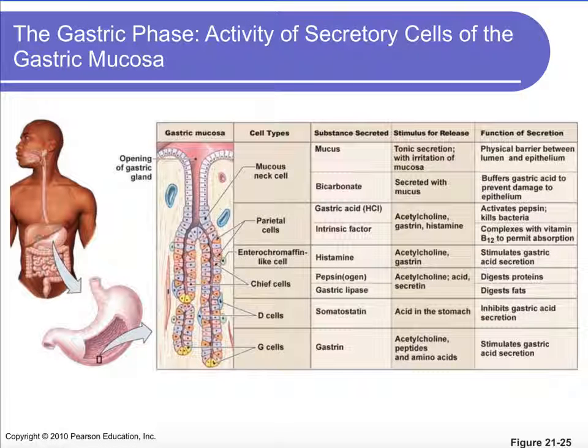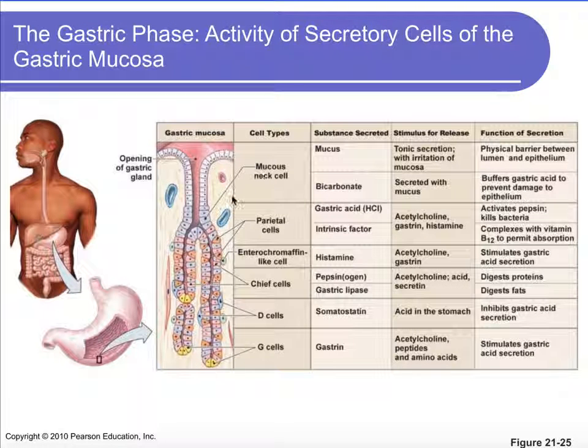So for the stomach, remember the mucosa layer of the stomach? We saw an example of that earlier. We said it has a lot of epithelial cells. And these epithelial cells are able to make substances and secrete them. And so this is a good table that tells you all of the different cell types in the mucosa. Okay, the gastric mucosa, so the mucosa layer of our stomach.